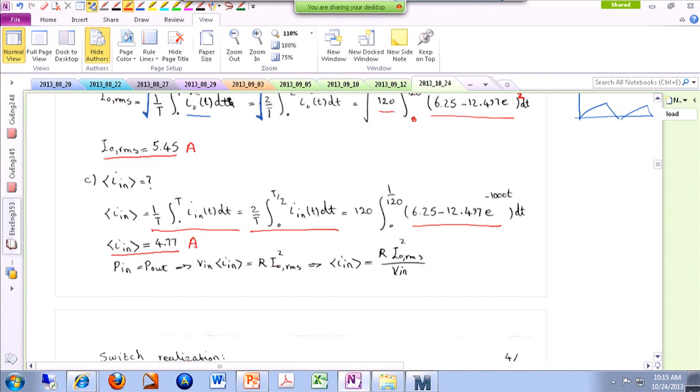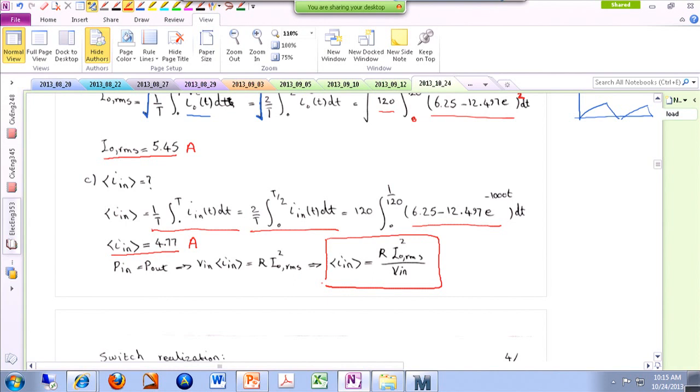4.77 amperes. You can verify your answer by the equation that we had earlier, that input power is the same as output power. So if you are interested in finding the average value of the input current, that's equal to load resistance times the RMS value of the output current squared, the whole thing being output power, divided by the input voltage. That would give you the same value. You can verify that.